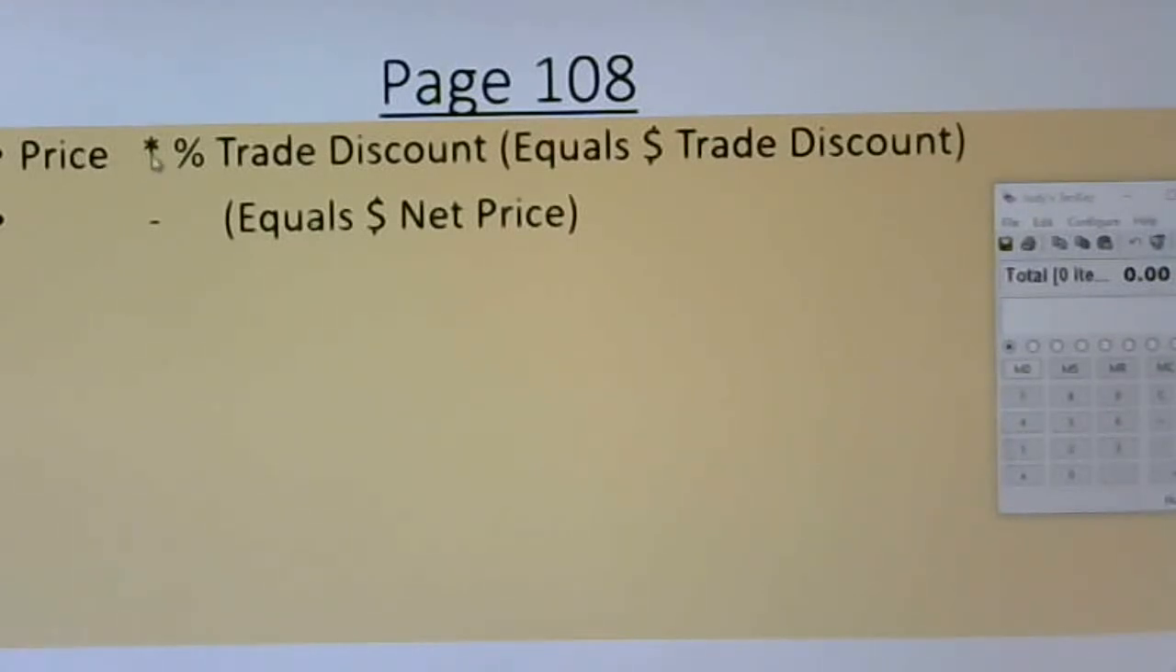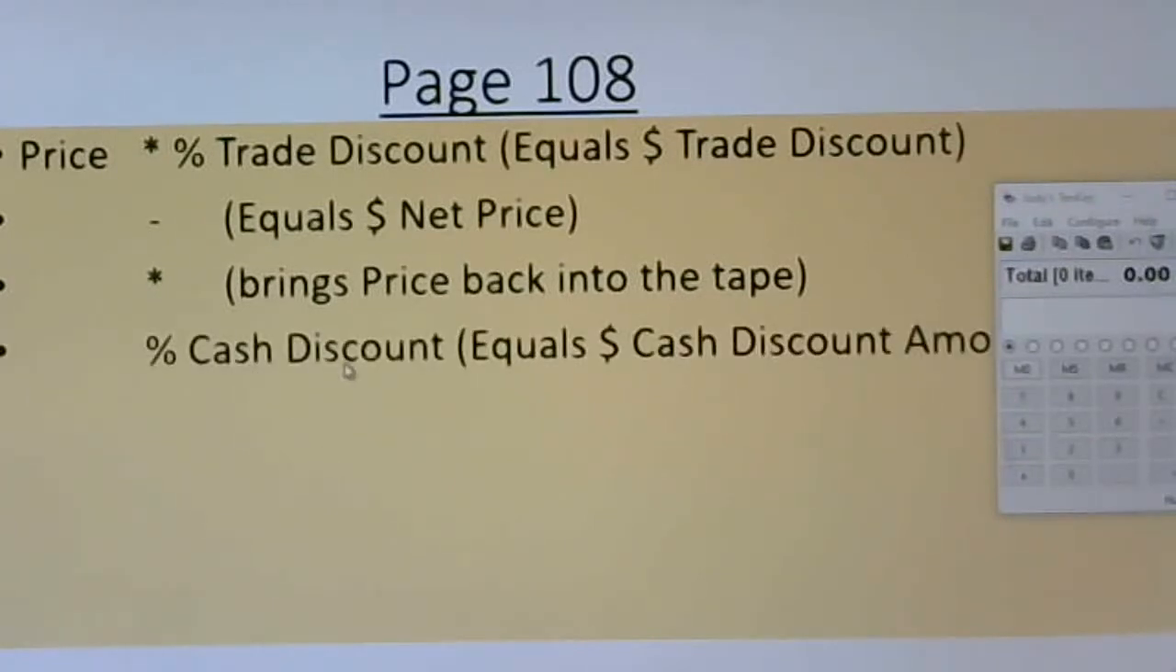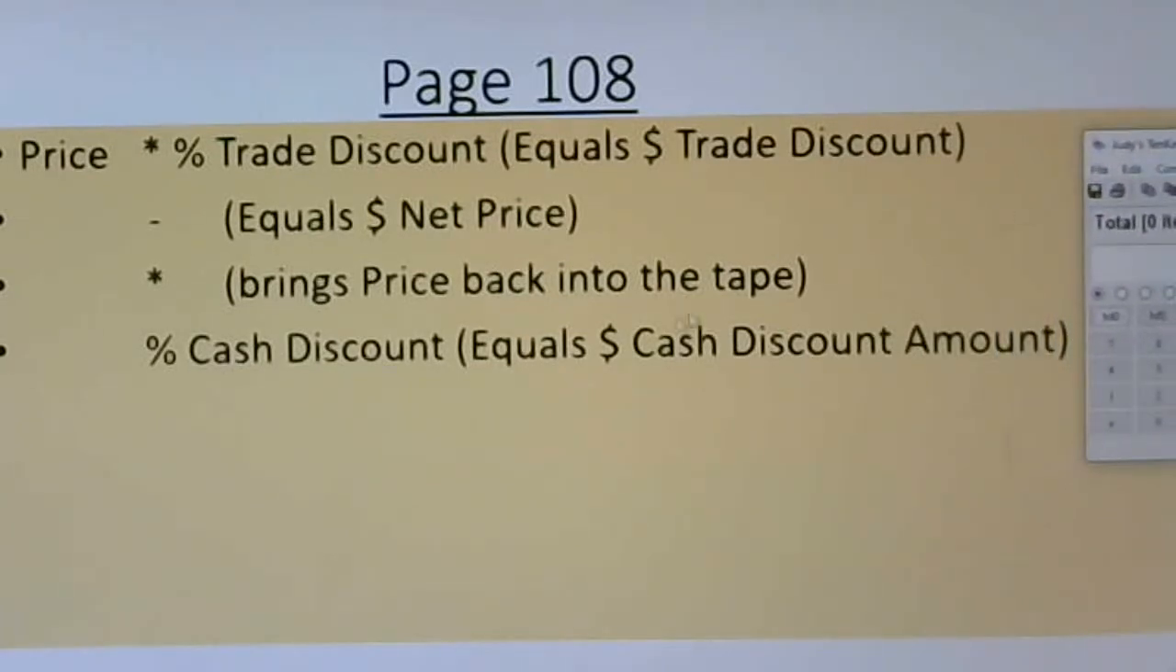So price times the percent of the trade discount equals the dollar amount for the trade discount. Hit the minus and you'll get the new net price. So that new net price, then we're going to multiply that by the cash discount rate, which I believe is 2%, and that equals the cash discount amount. Subtract it from that net price and you'll have the amount due.